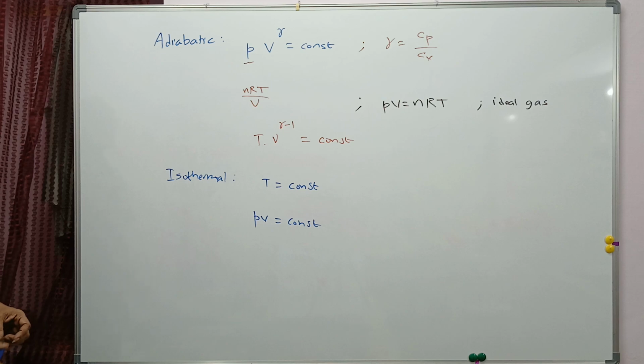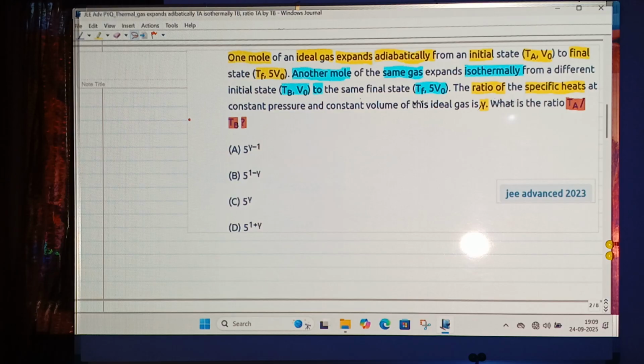So with these simple ideas, we can solve this JEE Advanced question. This is the question. You can read it. 1 mole of an ideal gas expands adiabatically from initial state Ta, V0 to final state Tf, 5V0. Another mole of the same gas expands isothermally from a different initial state Tb, V0 to the same final state Tf, 5V0. The ratio of specific heats at constant pressure and constant volume of this ideal gas is gamma. What is the ratio of Ta by Tb? You can pause and try this question.